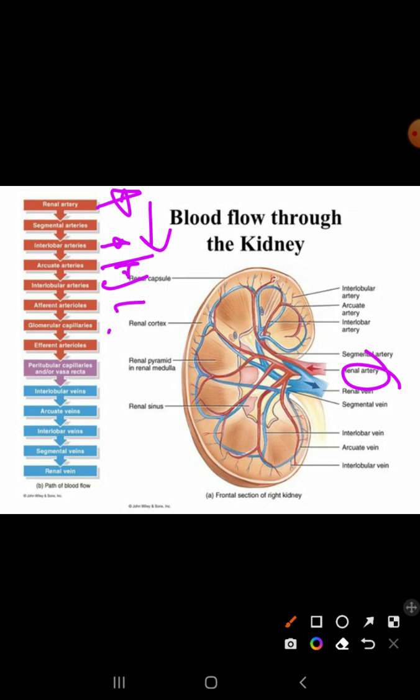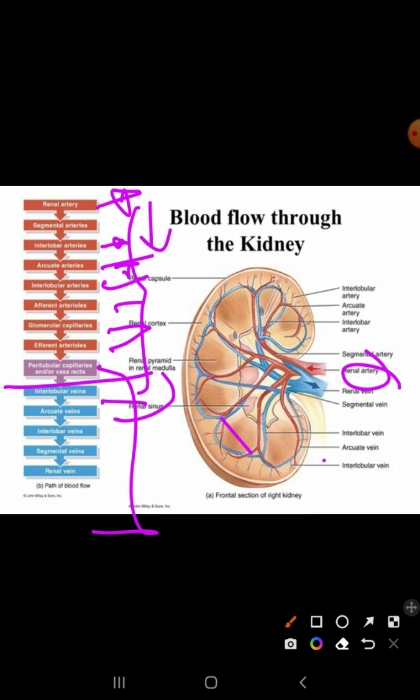Then blood goes to the glomerular capillaries, then to the efferent arterioles, then peritubular capillaries and/or the vasa recta, then interlobular veins. After the arteries, the veins carry the blood: arcuate veins, then interlobar veins, after that segmental veins. At last, the renal vein takes the blood.